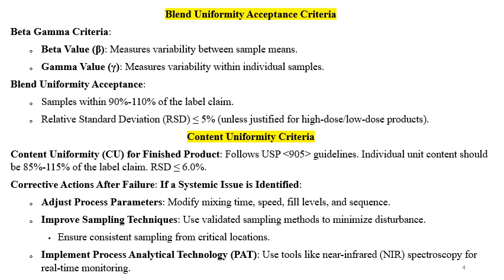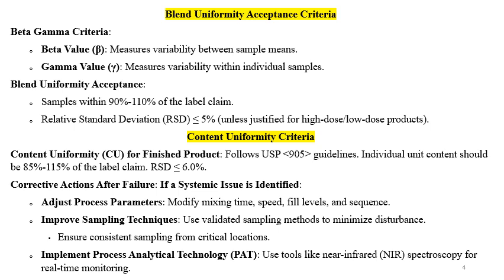Another criterion is the beta gamma criteria. Beta value measures variability within the sample means, and gamma value measures variability within the individual samples. But this beta gamma criteria is not that much utilized, and the blend uniformity acceptance criteria of 5% RSD and assay within 90 to 110% is generalized.